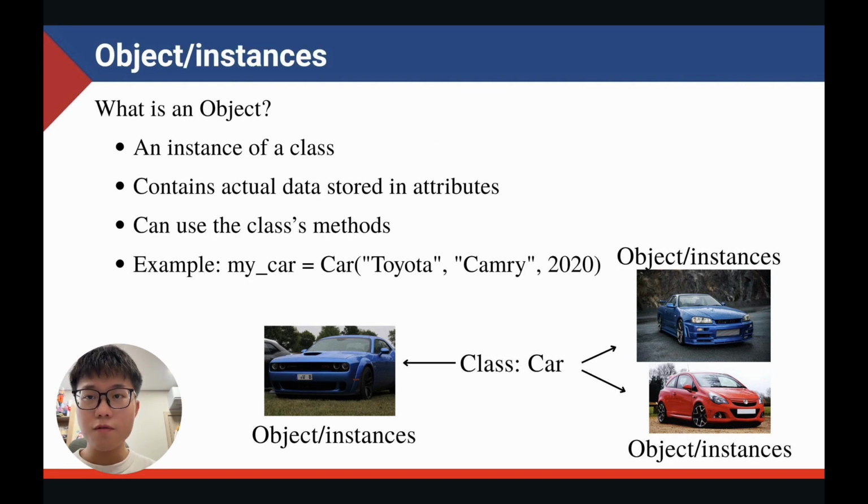So if the class is the blueprint, what is an object? An object is an instance of a class, while the class is just the template. The object contains actual data stored in attributes. The object is also what can use the class methods. So here's a specific example. As you can see, my_car equals Car, Toyota Camry, 2020. In this line, we are creating a specific instance, an object, from the Car class.